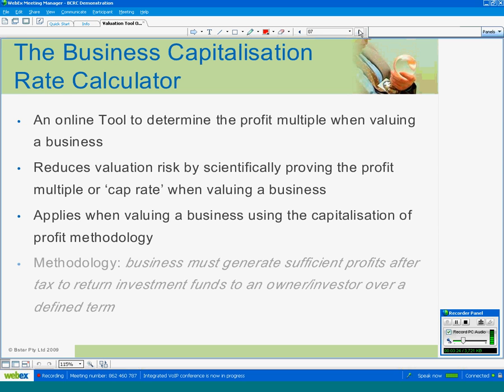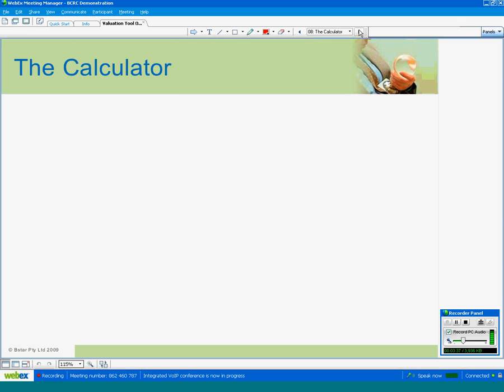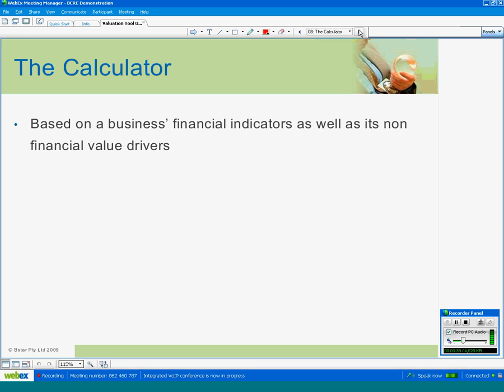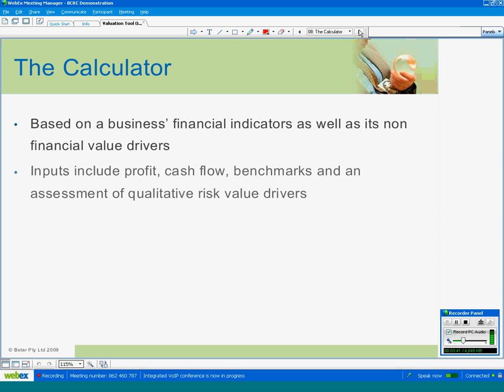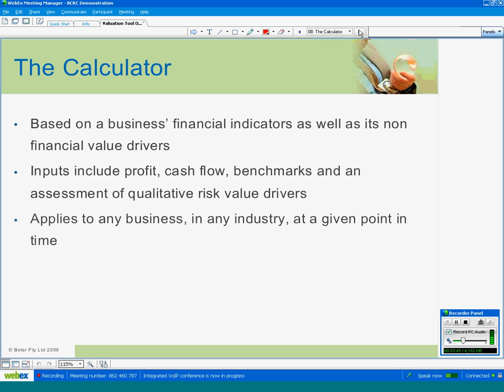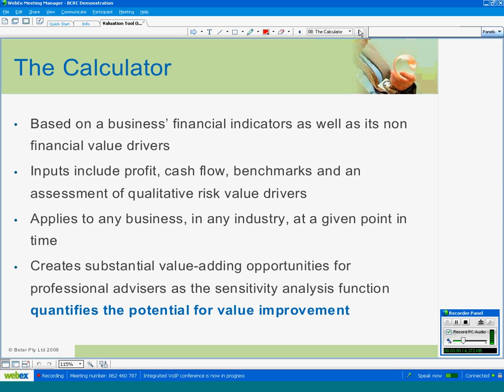Its underlying principle is that a business must generate sufficient profits after tax to return investment funds to an owner investor over a defined term. The calculator assesses the impact on value of both quantitative and qualitative value drivers and applies to any business in any industry at a given point in time.